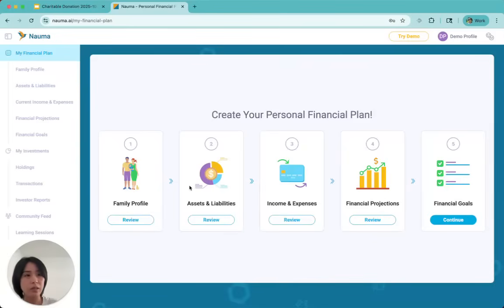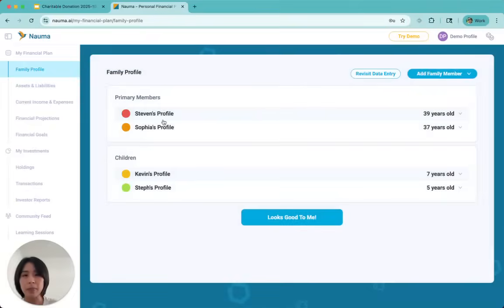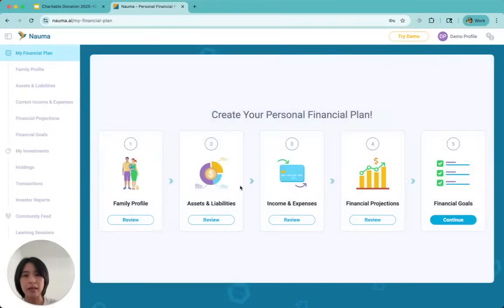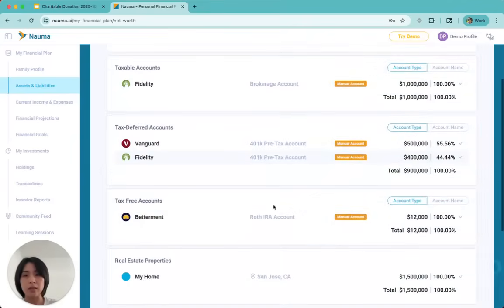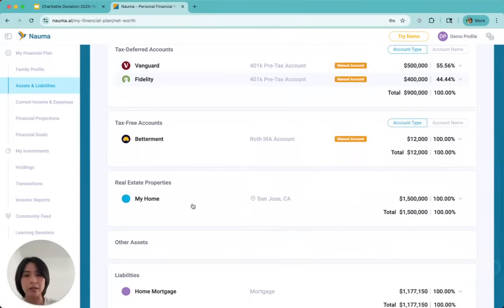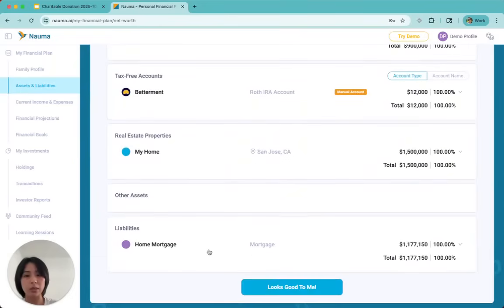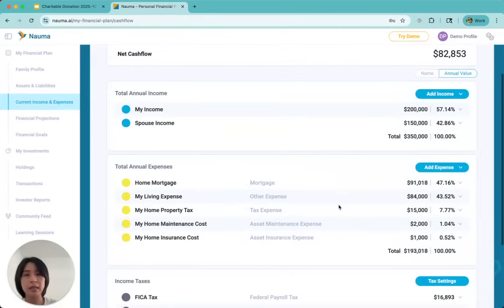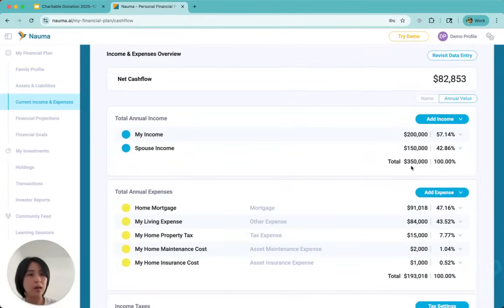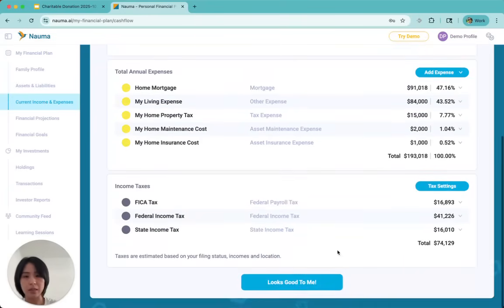Let's quickly take a look at this demo profile. It's a couple in their late 30s with 2 kids, and they have some assets, about 2.2 million in different accounts, and a primary home with a mortgage. And then in terms of incomes and expenses, they both work. Their annual income is $350,000 and some spending already logged.